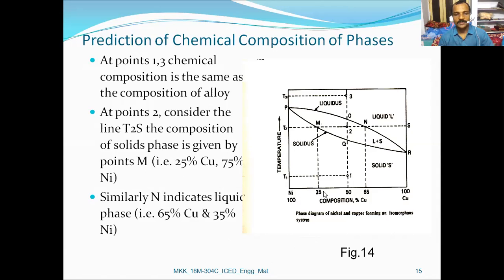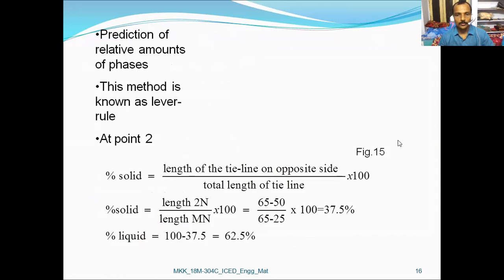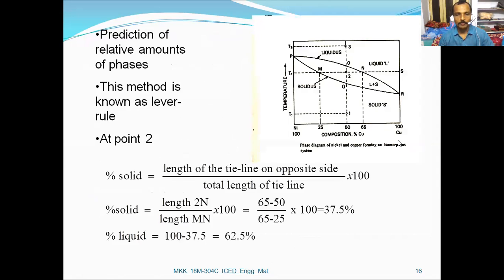25% copper and 75% nickel at point 2. And similarly, N indicates the liquidus line or liquidus phase, where it is 65% copper and 35% nickel. So prediction of relative amounts of phases, known as the lever rule, was also studied, given by the formula: percentage of solid is given by the length of the tie line on the opposite side by the total length of the tie line, into 100.